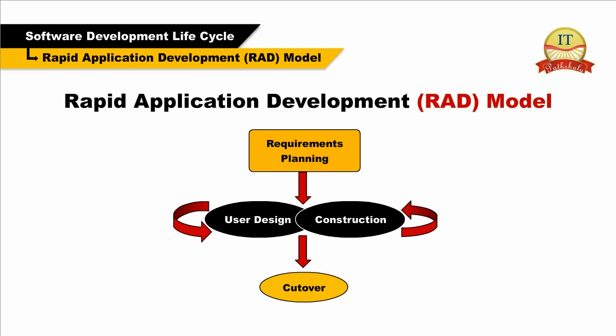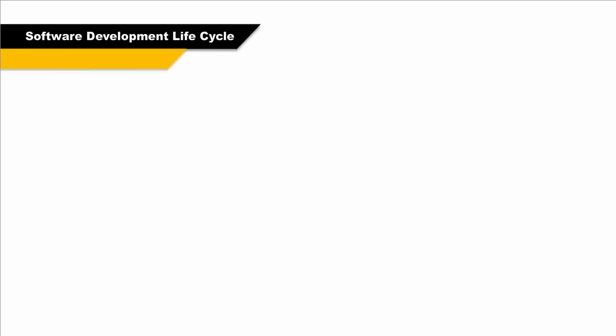User design. During this phase, the design is reviewed and updated based on user feedback. Construction. The code is developed keeping the design as the base. Cutover. At this level, the system is installed at the client side and the user acceptance testing is performed. The users are also trained on the system.